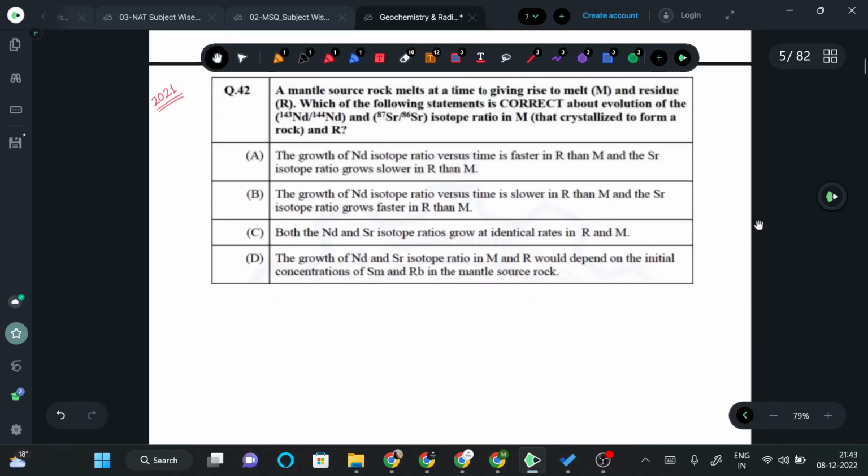So have a look here at the first question. This is from 2021. The question says a mantle source rock melts at a time T naught, giving rise to melt M and residue R. Which of the following statements is correct about evolution of the Nd ratio and Sr isotope ratio in melt? M is the melt that crystallized to form a rock, and R. So it is asking about evolution of both these ratios in melt and also in the residue.